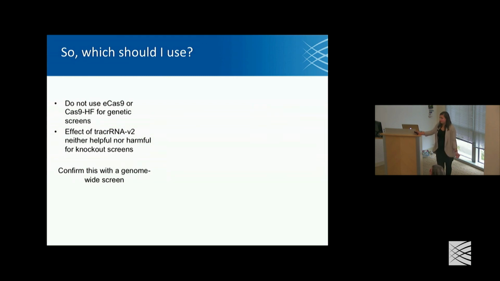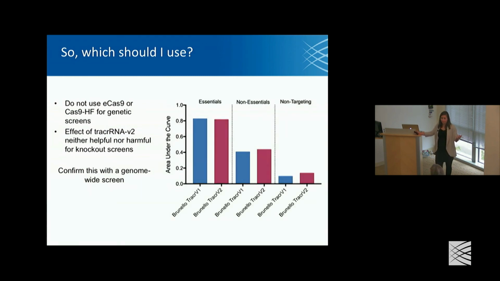To confirm this, we did a genome-wide screen with Brunello, with both the wild type and the modified tracer, and once again, we're looking at this area under the curve metric to look at performance. And as you can see, both of them perform comparably.